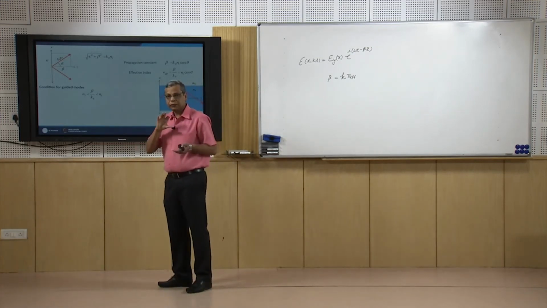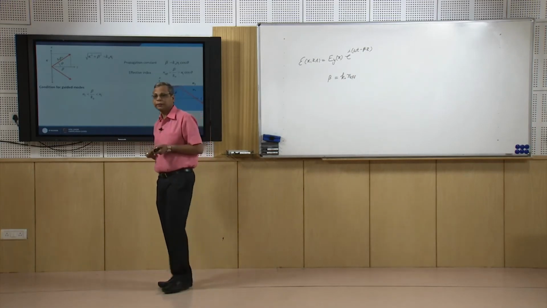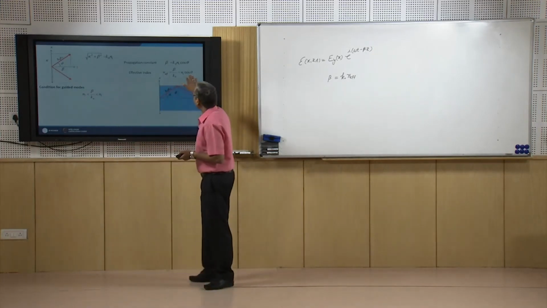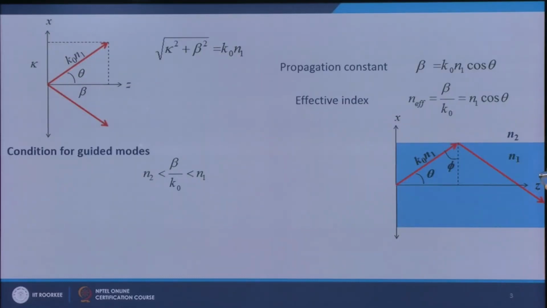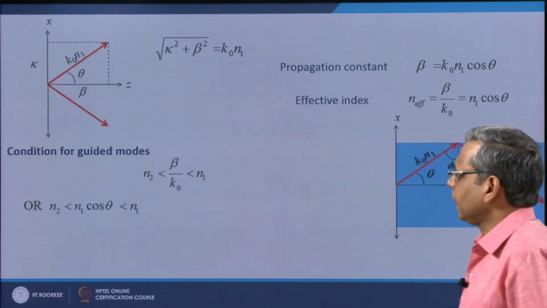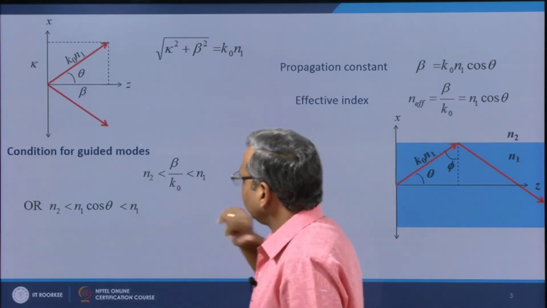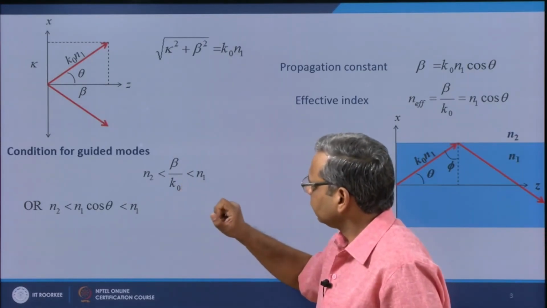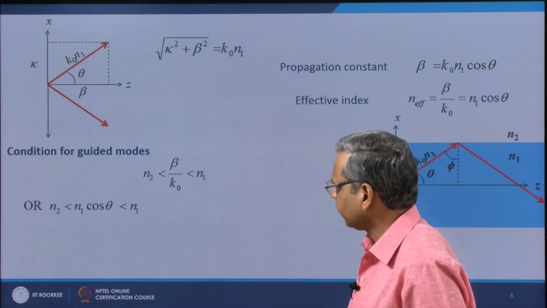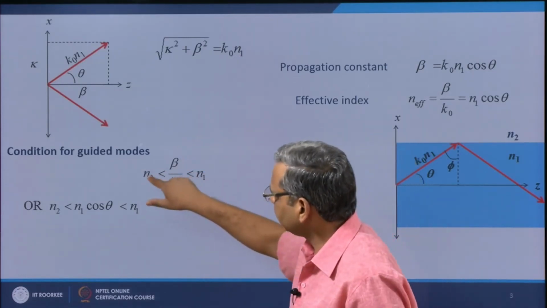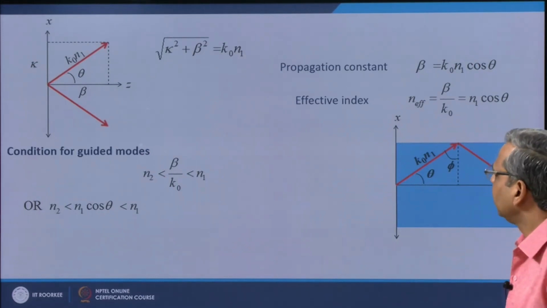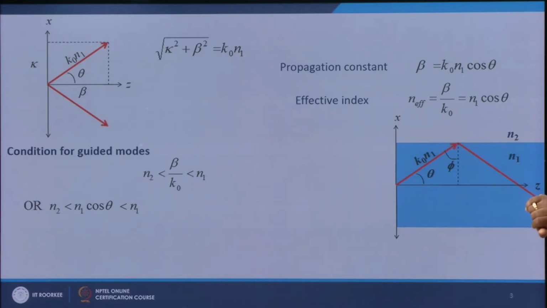Since different modes have different standing wave patterns and constitute different plane waves at different angles from the z axis, N effective would be different. If I look at the condition for a guided mode, then beta over k naught lies between N2 and N1. And beta over k naught equal to N2 gives me the cutoff of a particular guided mode. Beta over k naught is nothing but N1 cos theta.